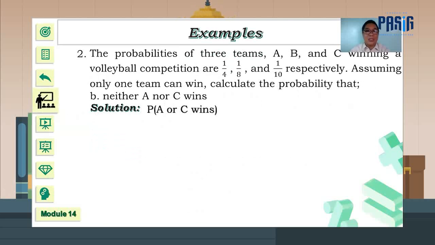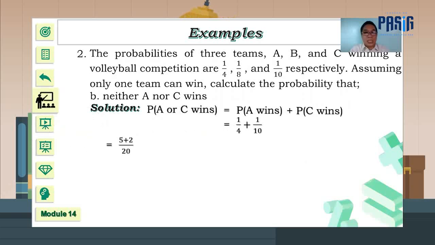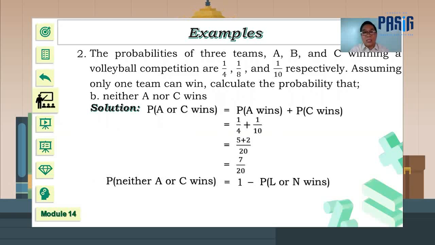It's neither A nor C wins. So like in example number 1, letter C, what we are going to do is to get the probability of A and C, which is 1/4 for A wins and 1/10 for C wins. So you have 7/20. You can solve now for neither A nor C wins. So again, you subtract it from a whole, which is 1. So you have 1 minus 7/20, and the answer is 13/20.